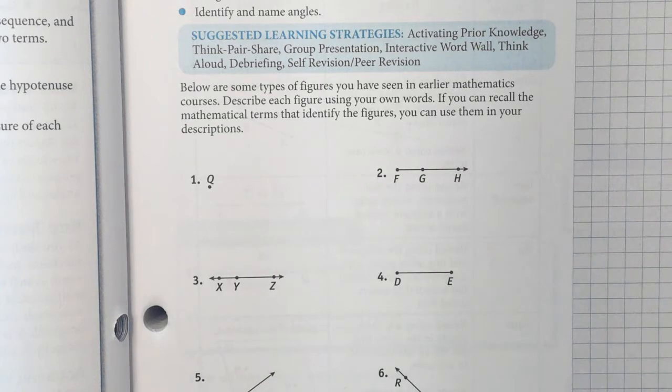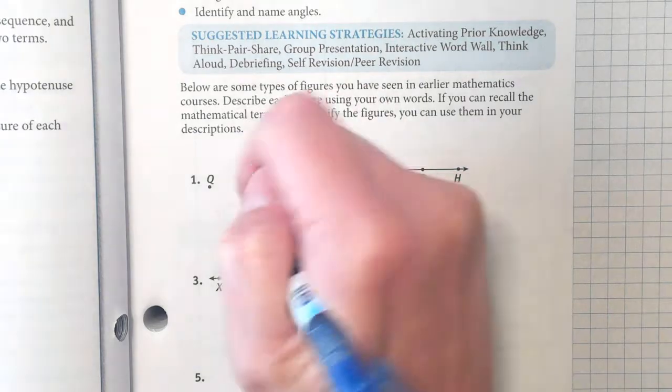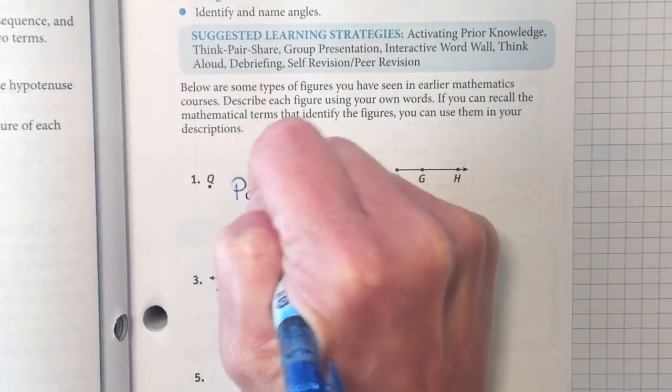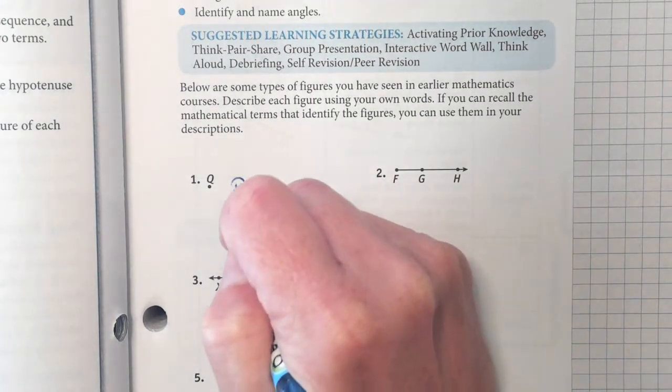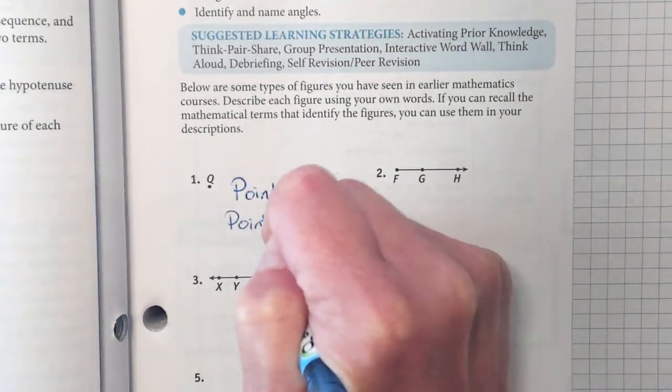So taking a look at problem number 1, we need to decide what that is. This is what we call a point. So a point is an infinitely small kind of dot out there in the universe. And when we name it, we literally would say point Q.